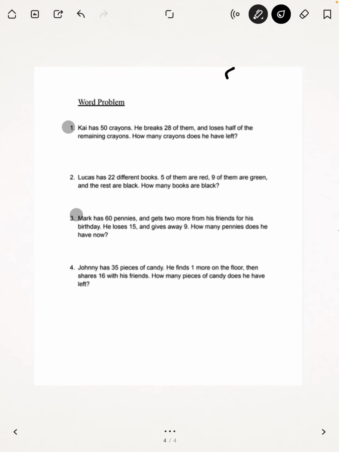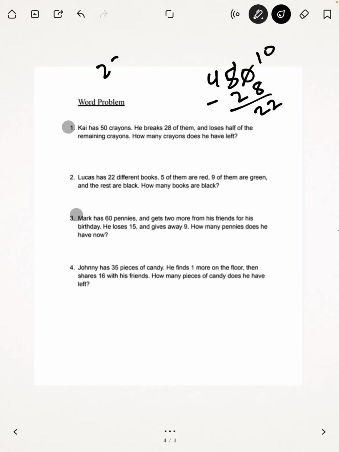So it says that he has a total of 50 crayons first, and he breaks 28 of them, which basically means he loses 28 of them. So you have to subtract 28. You can't subtract 0 minus 8 or it'll become a negative number, so you have to borrow from the tens place. This one becomes a 4. This one becomes a 10. 10 minus 8 is 2. 4 minus 2 is 2.